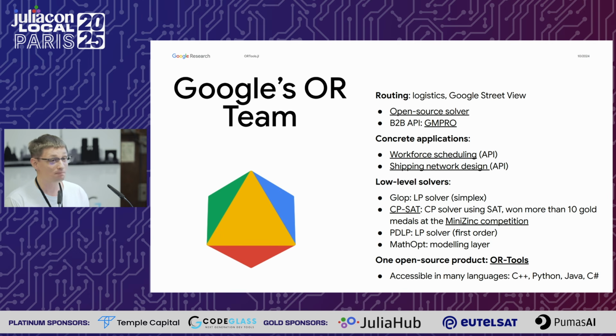We also have PDLP, which is a first order method to solve LP problems. We have the original implementation, then you can see the same algorithm basically in many solvers in the world. And also something that's really the core of the presentation today, MathOpt. It's a modeling layer that you can use to access all of these solvers within OR tools. So all of these elements are available in one open source project, which is called OR tools. You can use it in many languages, mostly C++, then many parts in Python, in Java and C#, and now a few parts in Julia.